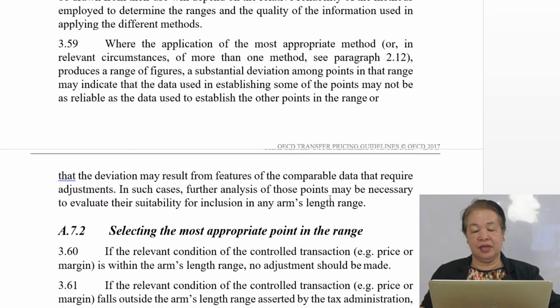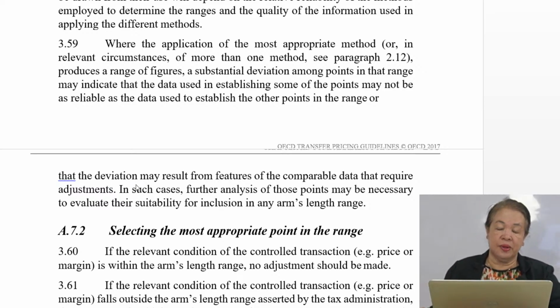In such cases, further analysis of those points may be necessary to evaluate their suitability for inclusion in any arm's length range. No? So in our 5-day certificate program in transfer pricing, we will discuss, or we have examples based on the explanation of the OECD, the one that I attended in Kuala Lumpur, Malaysia. We have some explanations there of the arm's length range that are acceptable. No? May mga sample tayo na computation.